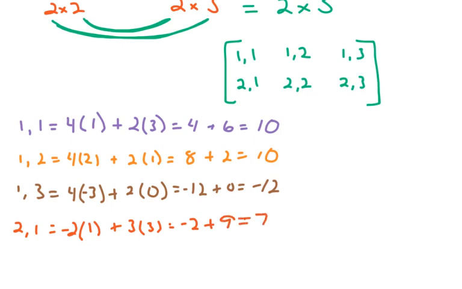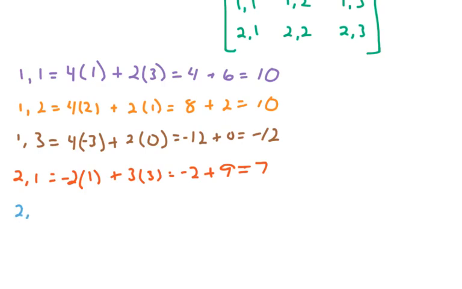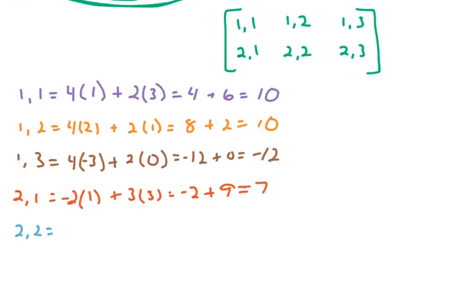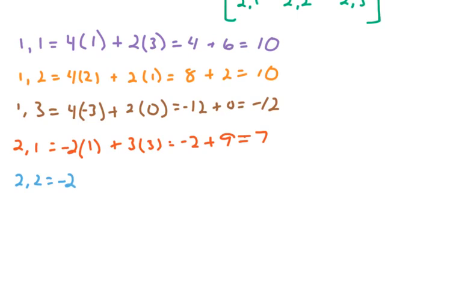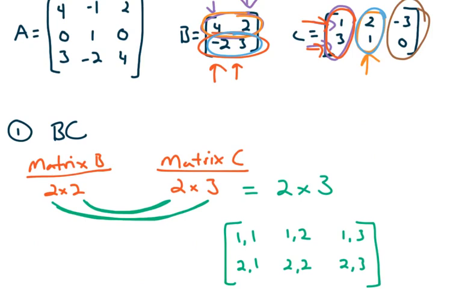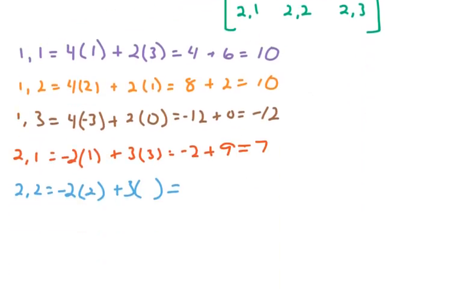I'm going to switch to blue now, so now we're going to do row 2, column 2. So negative 2 and 3 are going to be the same two numbers. 3 plus parenthesis, parenthesis. Let's see, column 2, the first one was a 2, the second one was a 1, 2 and a 1. So that's going to be negative 4 plus 3. That's going to be a negative 1.